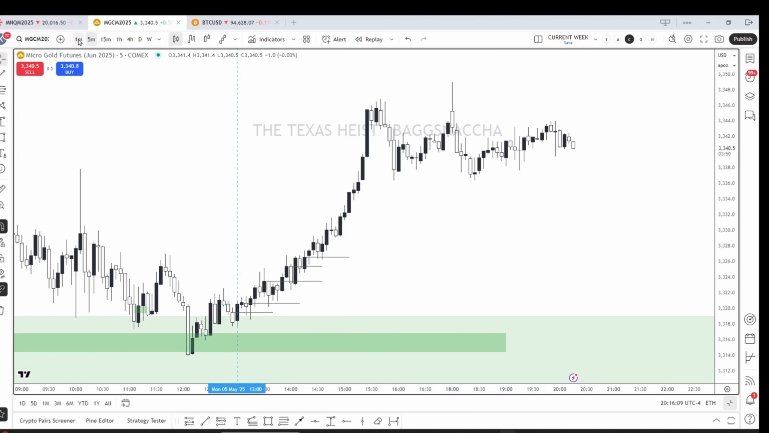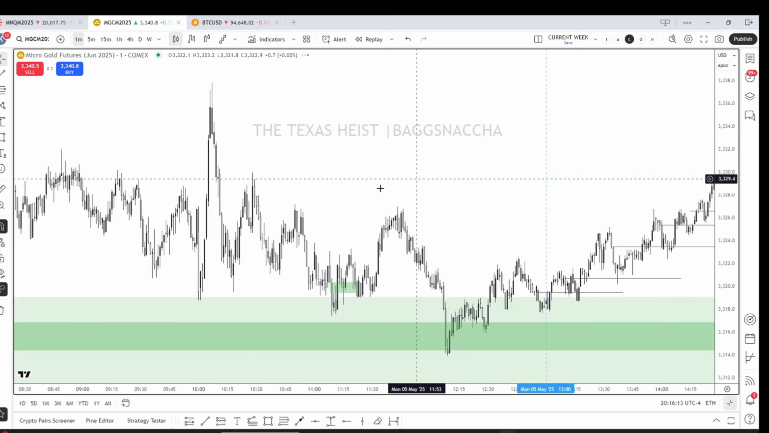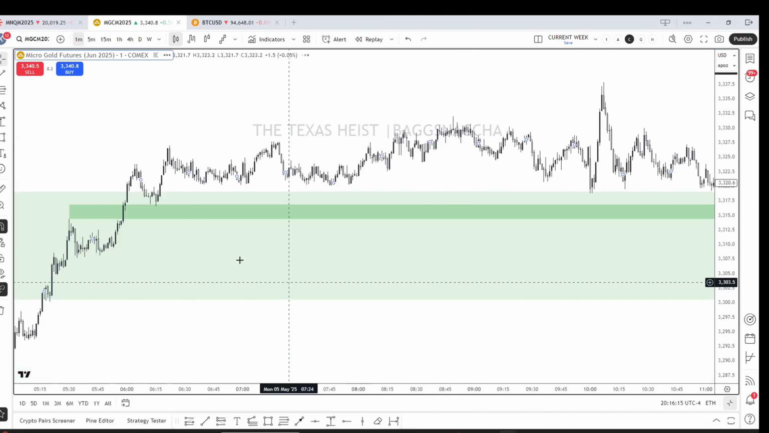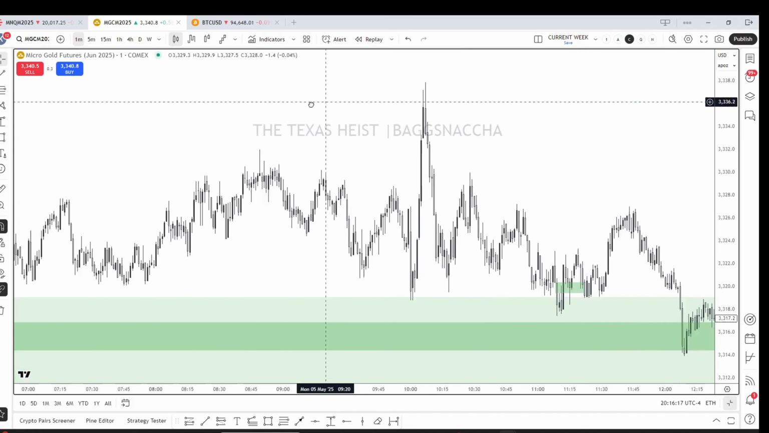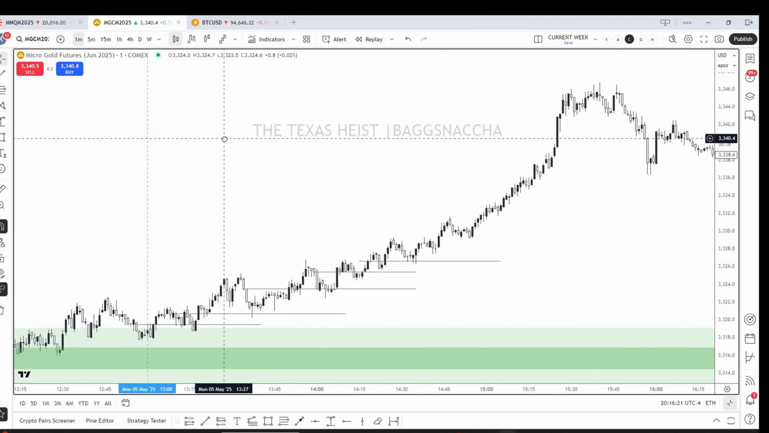So that's the business there for Nasdaq. I don't think it's even necessary to go into the 1-minute chart. Even if you look into the 1-minute chart, let's look into that for one second here. What do you see?